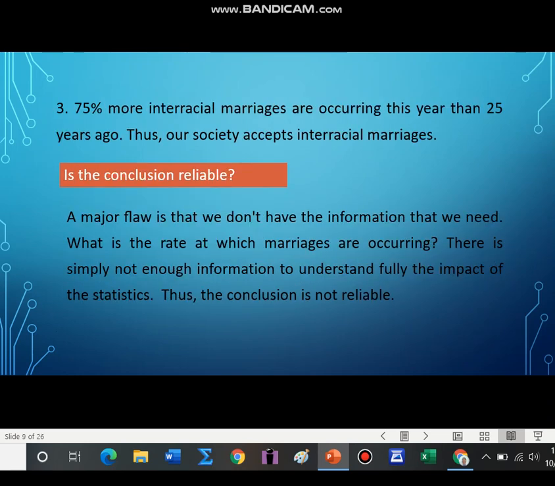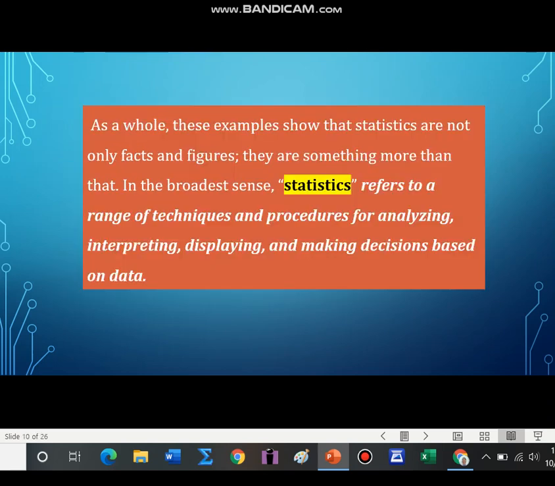The third scenario. 75% more interracial marriages are occurring this year than 25 years ago. Thus, our society accepts interracial marriages. But is the conclusion reliable? A major flaw is that we don't have the information that we need. What is the rate at which marriages are occurring? There is simply not enough information to understand fully the impact of the statistics. Thus, the conclusion is not reliable.